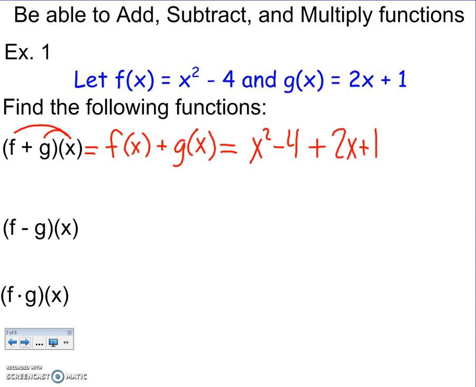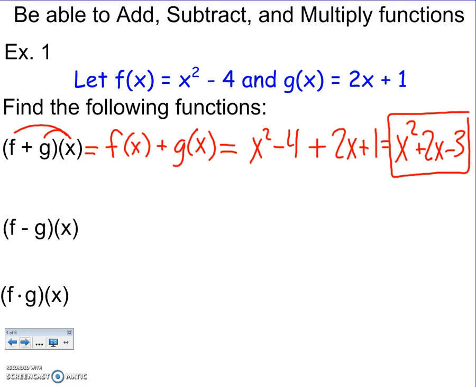What combines here? I have the negative 4 and the plus 1. The x squared is the only x squared, there's only 2x, so that's 2x, and negative 4 plus 1 is minus 3. So that's my answer there. When you add the two functions, you should get x squared plus 2x minus 3.